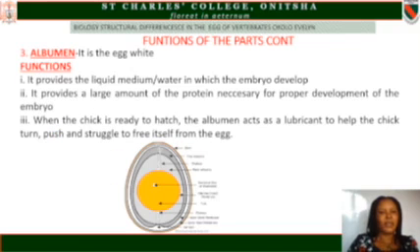Now, another part of the fowl egg or bird's egg is the albumin. It is the egg white. The functions. Number 1, it provides the liquid medium or water in which the embryo develops. Number 2, it provides a large amount of the protein necessary for the proper development of the embryo. Number 3, when the chick is ready to hatch, the albumin acts as a lubricant to help the chick turn, push, and struggle to free itself from the egg.